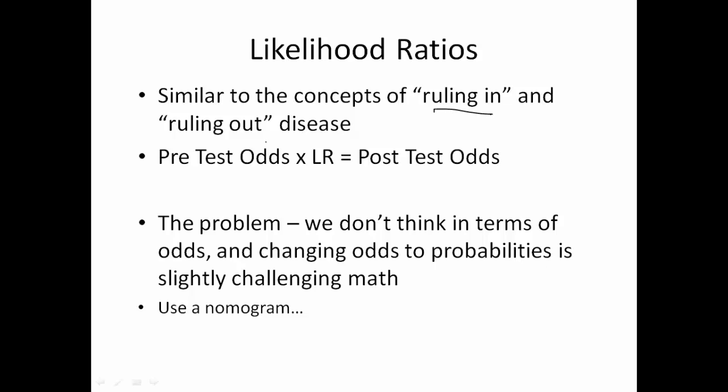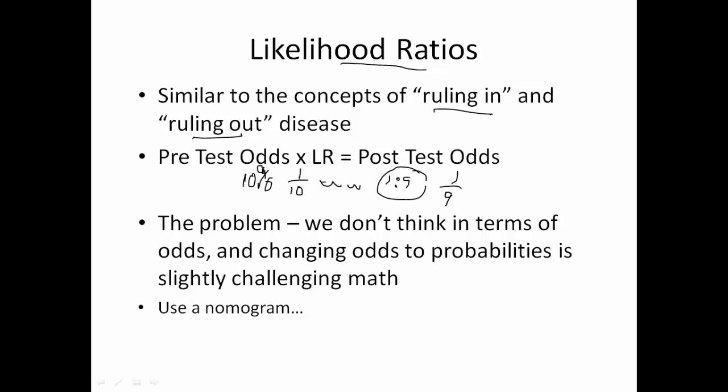It's kind of like ruling in and ruling out disease. The unfortunate thing, likelihood ratios were developed using odds in general. So the odds of a disease, if you have a 10% chance of something, then that's a 1 in 10 chance, but it's 1 to 9 odds. It's hard for us to think in terms of odds. It's not a very intuitive concept. But this is how you would have to do it.